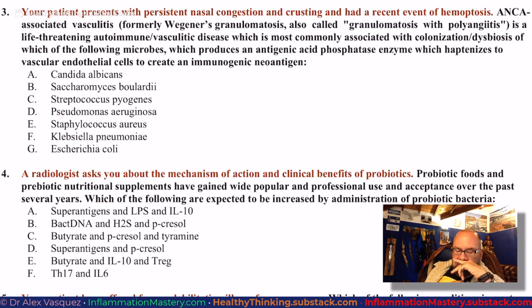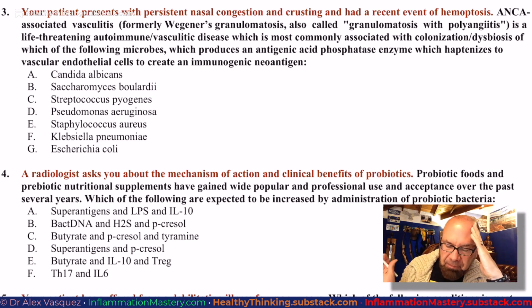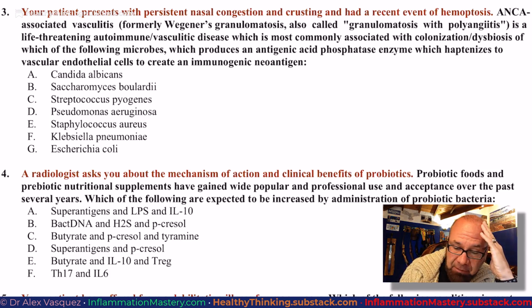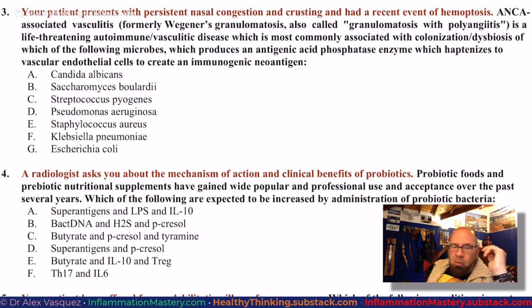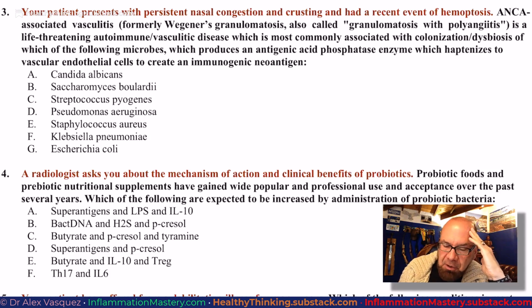Super clear. Like you either know it or you don't, but it's well established, and this is a good question. So basically, again, this used to be called Wegener's granulomatosis. Wegener was a Nazi physician, so that's why he lost his title, so to speak, and that's why they changed the name of this condition, again, previously known as Wegener's granulomatosis. Now it's called granulomatosis with polyangiitis. Yeah, like I said, super clear.